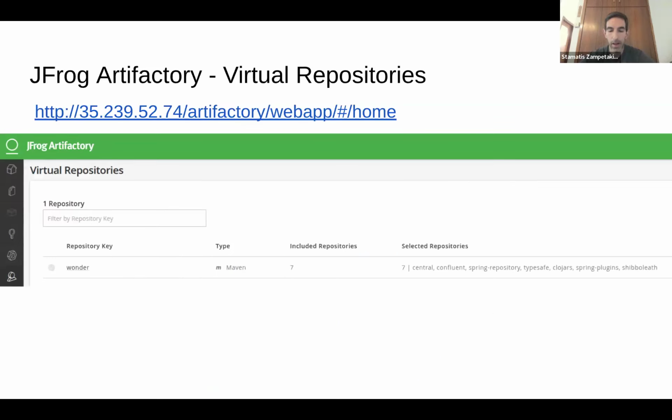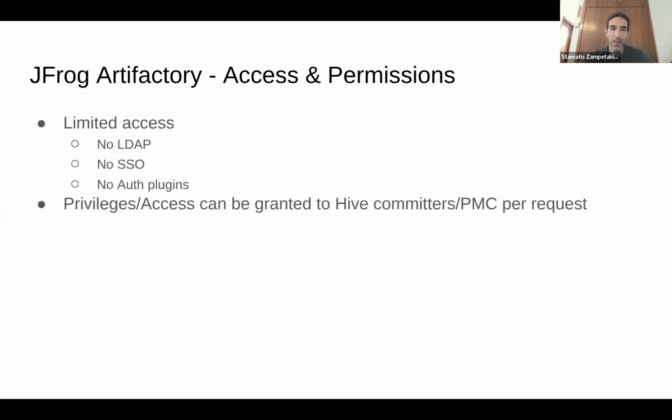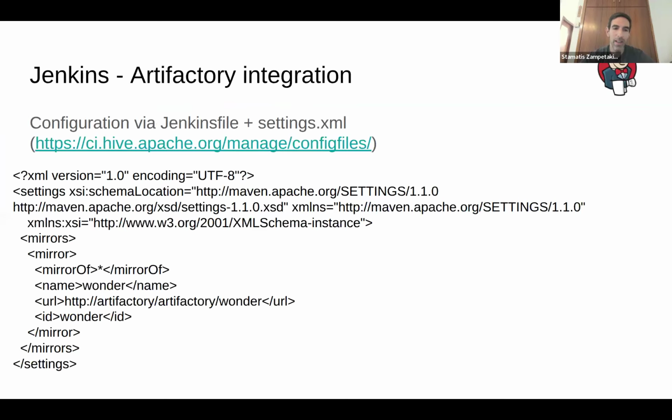The way this whole thing works is that we have this special virtual repository called Wonder. And this Wonder is, let's say, a proxy of the 7 remotes that we have seen before. So I will just go back briefly to see why we have Wonder here. The Wonder that we put in the Jenkins configuration is exactly that: it points to this virtual repository that exists in JFrog.